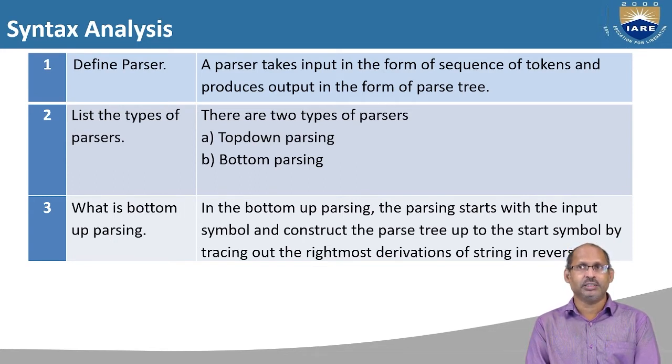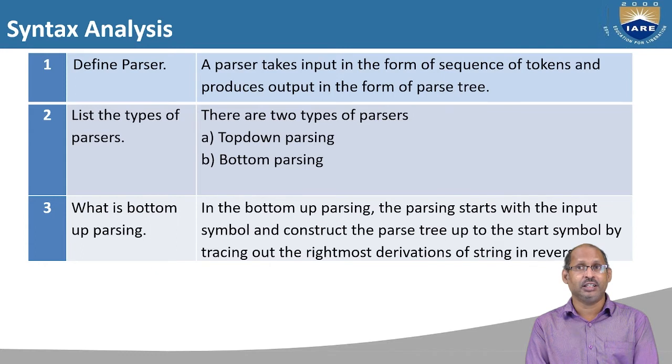Bottom-up parsing starts with the input symbols and constructs the parse tree up to the start symbol by tracing out the rightmost derivation of the string in reverse. Top-down parsing uses leftmost derivation. Bottom-up parsing uses rightmost derivation, which is in reverse.